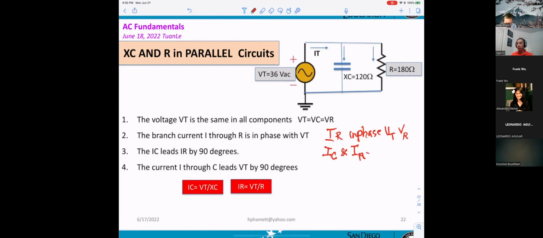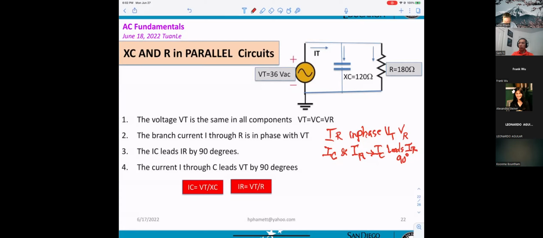That will be telling you IC leads IR by 90 degrees. Is it correct? That is correct. Although, is it always 90 degrees? Doesn't that depend on the capacitance of C? No, basically it does not depend on anything else.